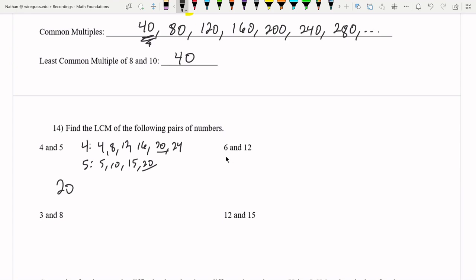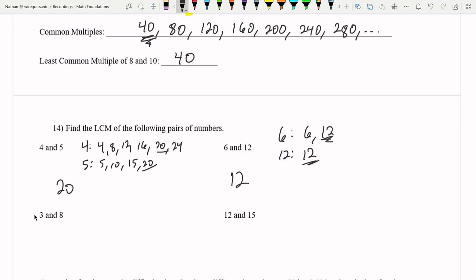Of 6 and 12, I know that the least common multiple here is 12 because 6 is going to be 6, 12, and for 12, 12 times 1 is 12. Right there is a common multiple. I know that because 6 times 2 is 12, right? 6 can go into 12, therefore 12 has to be the least common multiple, since 12 can't go into anything smaller than itself. But it can go into itself. 12 divided by 12 is 1.